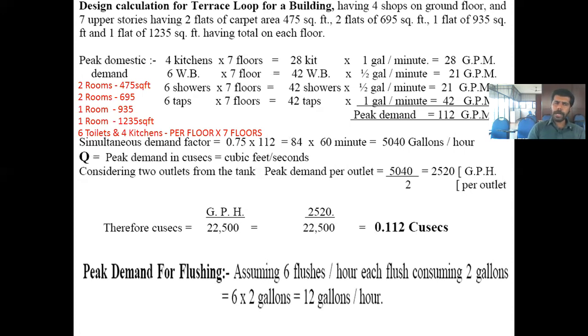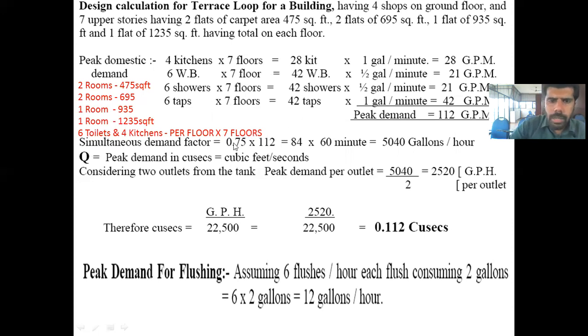We will have flushing water for the water closets. So here we are dealing with wash basins, showers, and taps. These are the normal things that come inside the toilets. So we have seen 4 into 7 equal to 28 kitchens, 6 into 7 equal to 42 wash basins, 42 showers, and 42 taps.